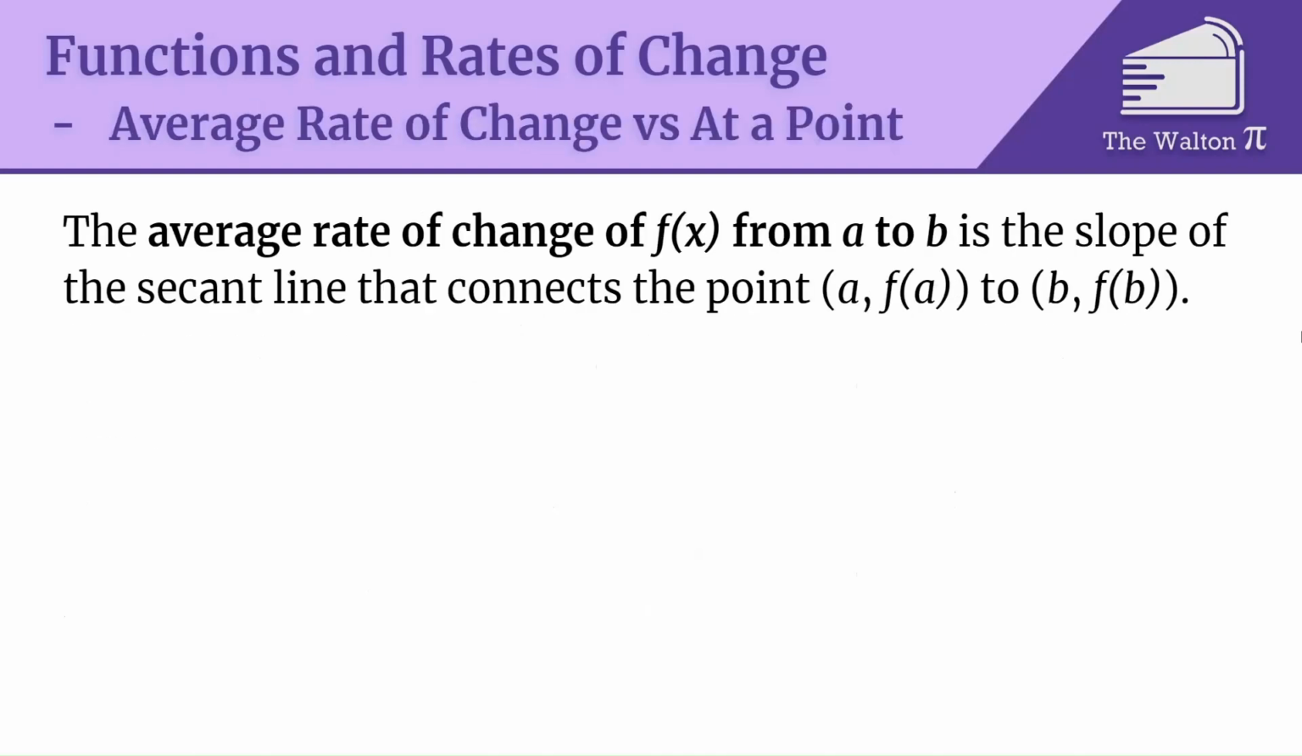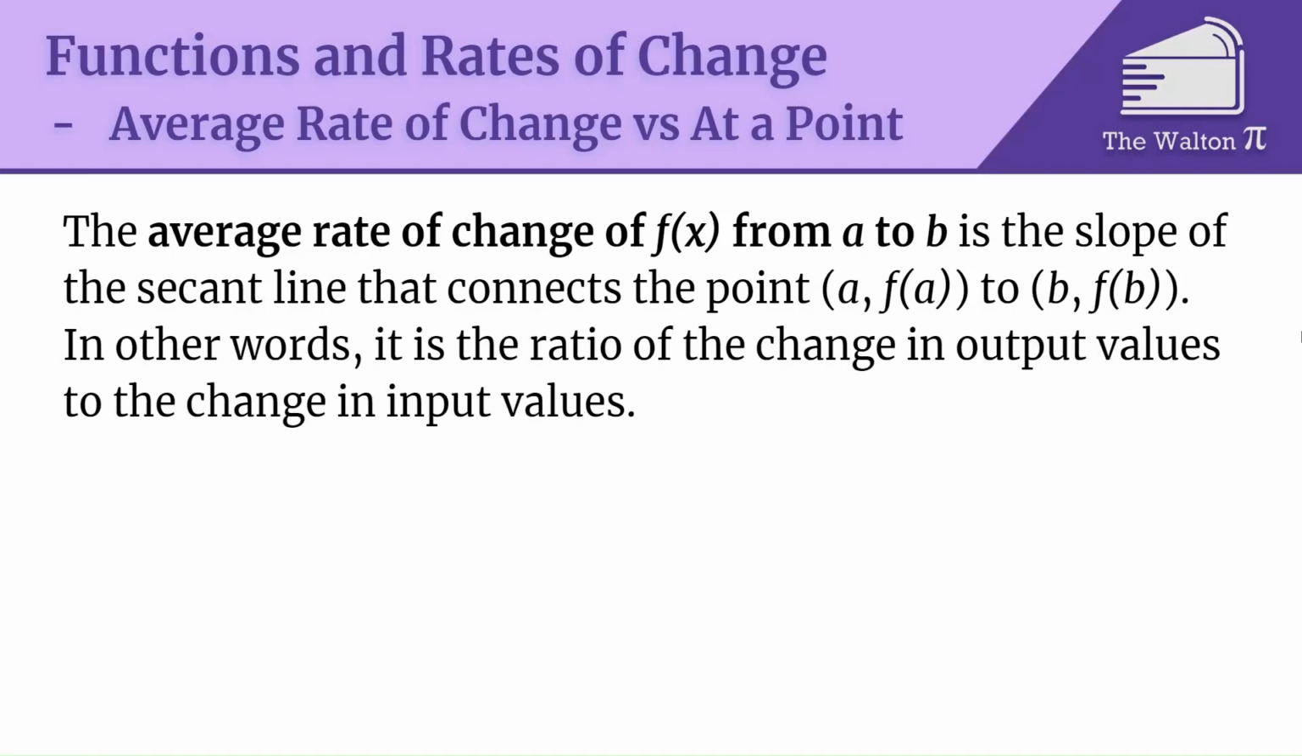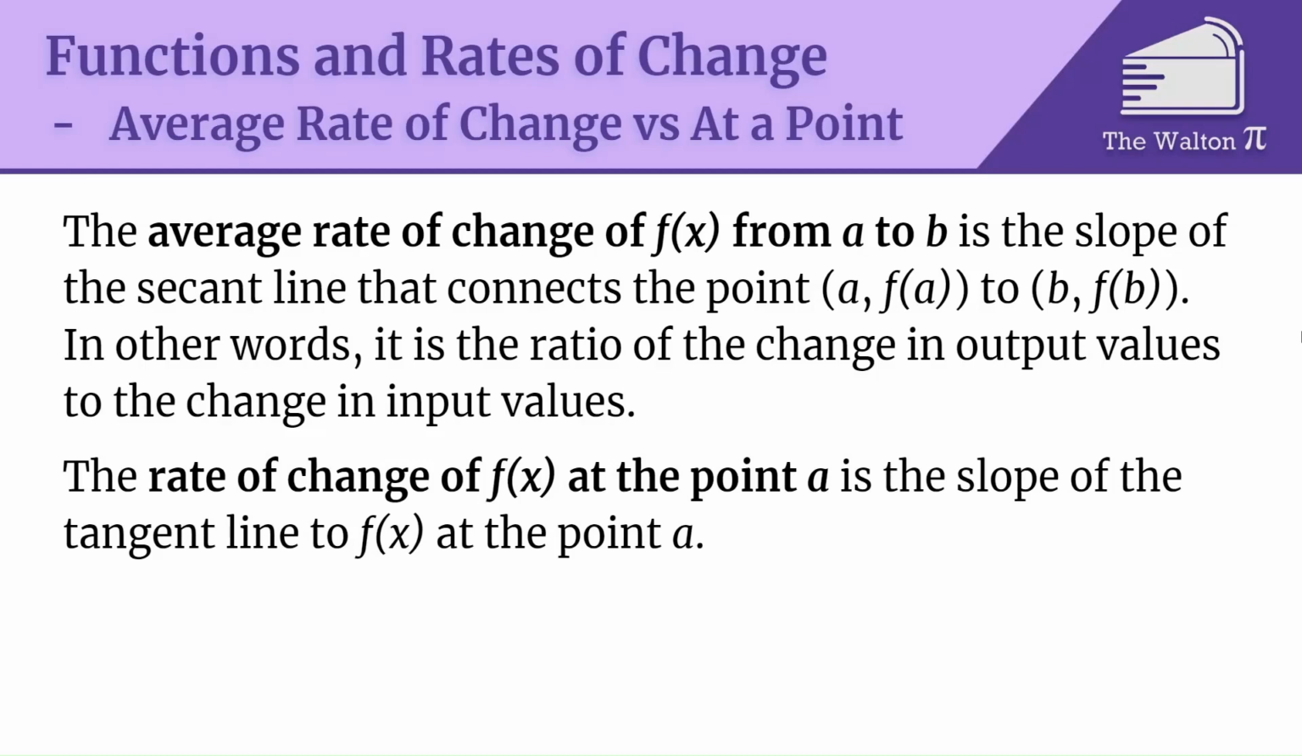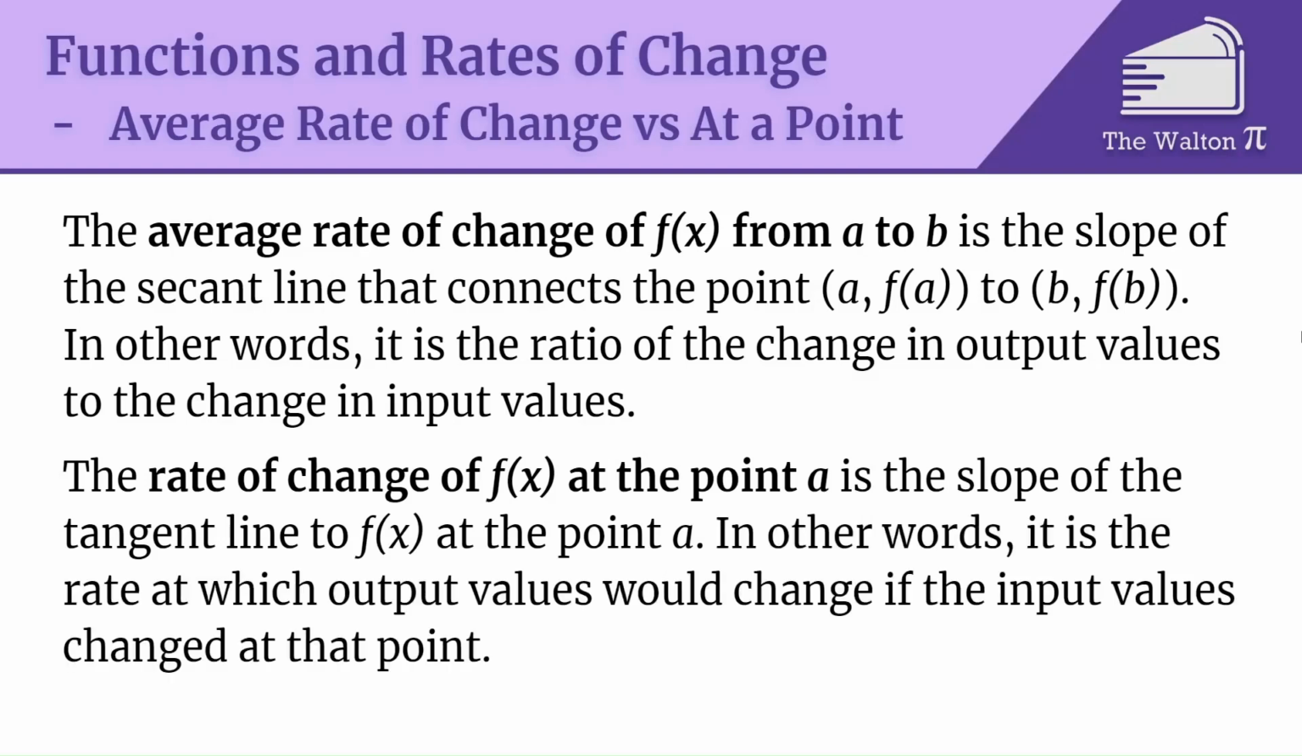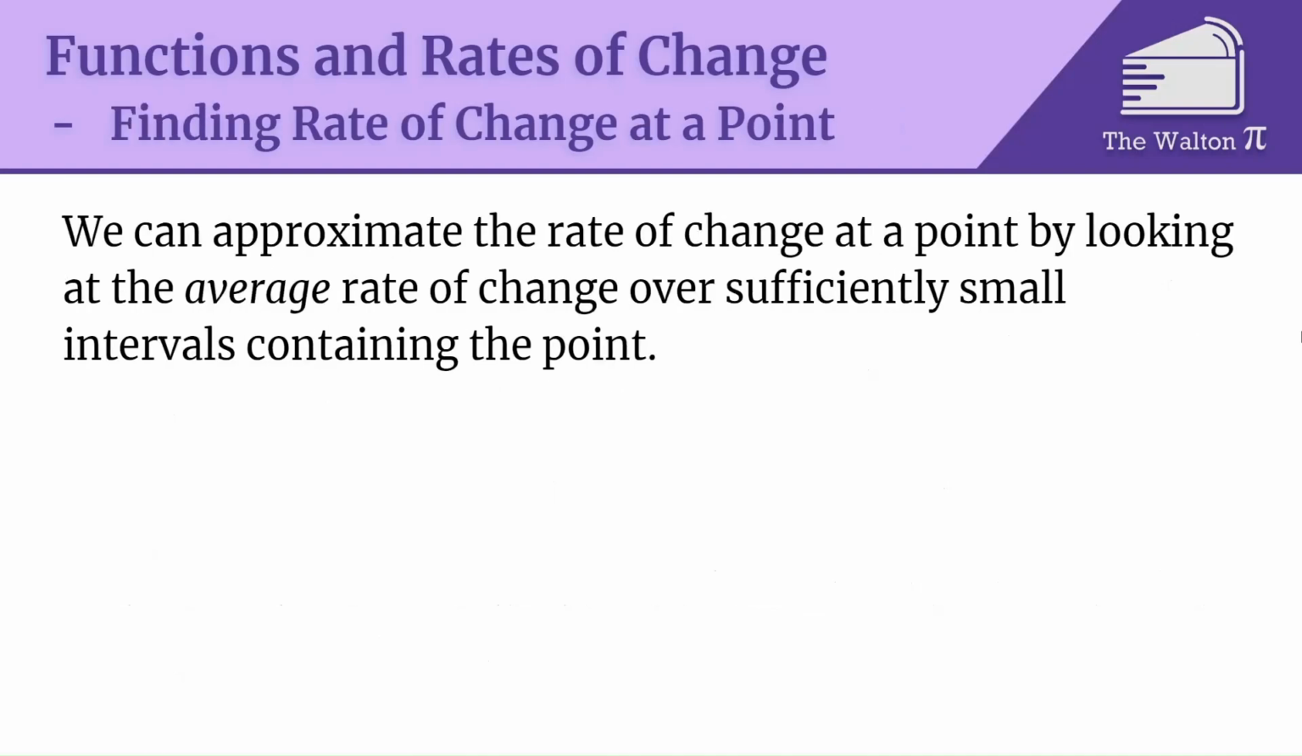We can also talk about the average rate of change. So the average rate of change of f of x from a to b is the slope of the secant line that connects the point (a, f of a) to (b, f of b). In other words, it's the ratio of the change in outputs to the change in inputs. And then we can also talk about the rate of change of f of x at a point A. This is the slope of the tangent line to f of x at the point A. In other words, it's the rate at which the output values would change if the input values were to change at that specific point. Okay? Now, figuring out the rate of change at a point, that's really hard to do.